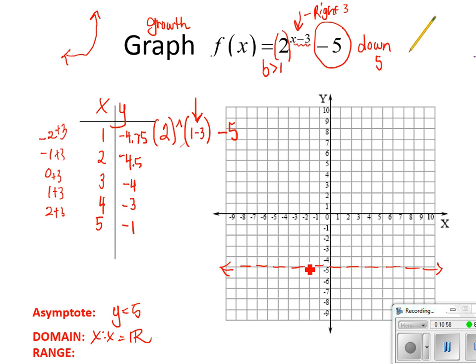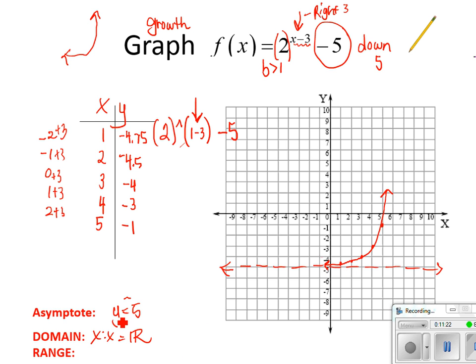So 1, -4.75, about right there. 2, -4.5. 3, -4. 4, -3, and 5, -1. Okay, that's enough for me to see that I have a curve happening. And remember, my graph cannot touch that asymptote. So, and my values are greater than that number.